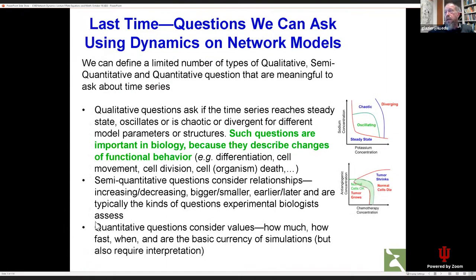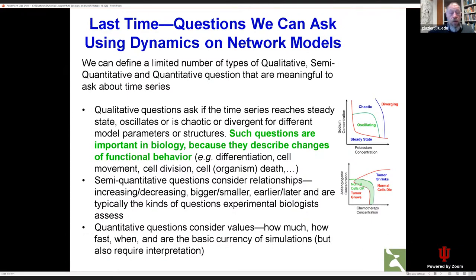So I want to just review. Last time, we really spent two classes talking about questions we can ask: qualitative, semi-quantitative, and quantitative questions. And the idea of trying to build phase diagrams that define what behaviors happen and what their spatial or topological relationships are. And I think if there's one takeaway from the discussion the other day, it's that while you don't expect the exact positions of boundaries between domains to be correct for a model, you would like the domains themselves to be right. In other words, if the model says there's a steady state, oscillating, and chaotic region, there should be a steady state, oscillating, and chaotic region in the experiment. And the general relationship should be that way.